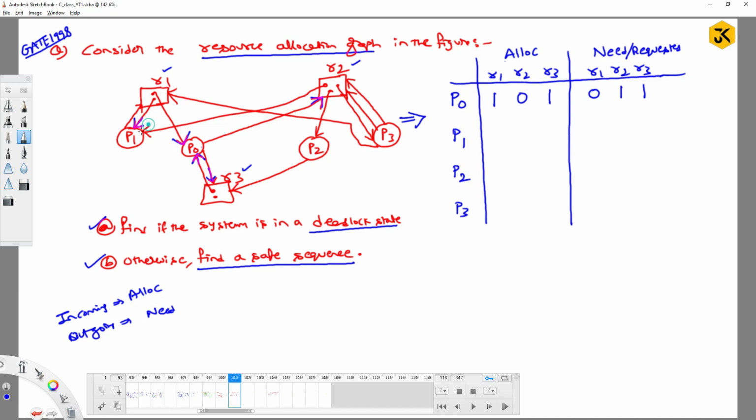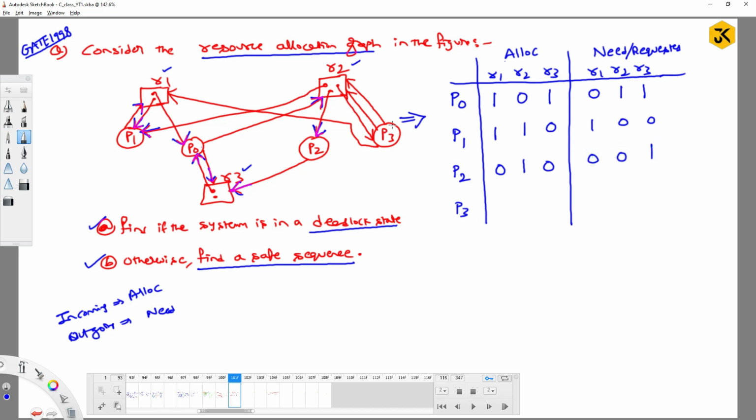Similarly for P1, what are the incoming edges? One from R1, another from R2. So R1, R2 and from R3 I am not getting anything. What are the needed requests given by P1? That will be only for R1. So I can say that it is 1 0 0. For P2 similarly, the incoming edge is from R2, and from the remaining I am not getting any incoming edges. Similarly, the outgoing edge of P2 will be to R3. So I can say it as 0 0 1.